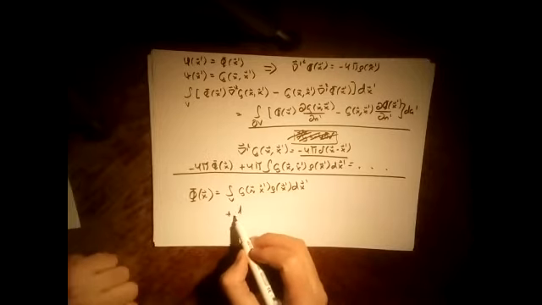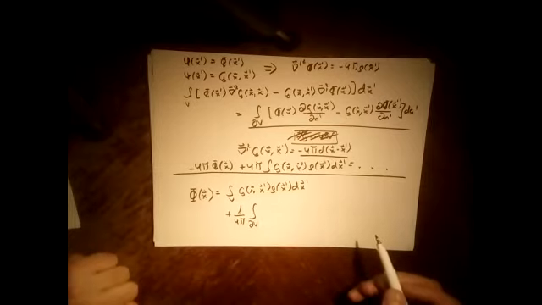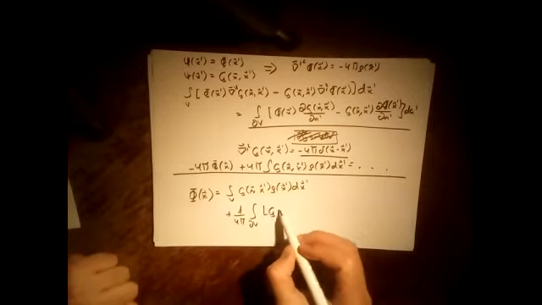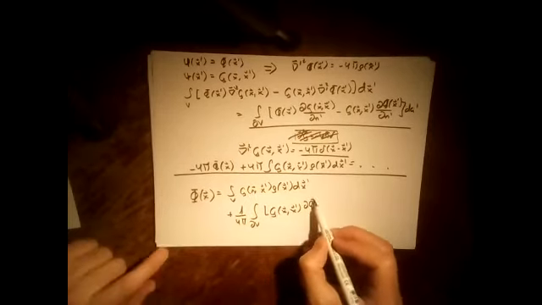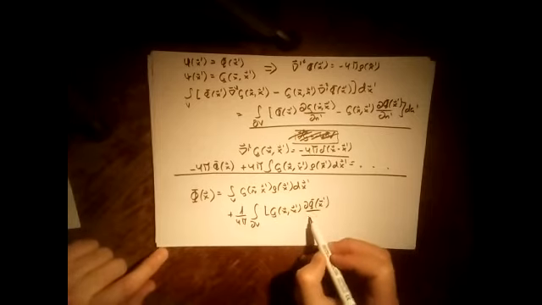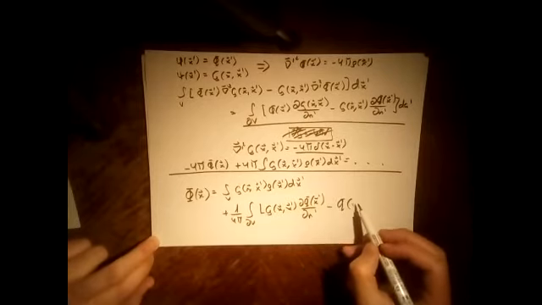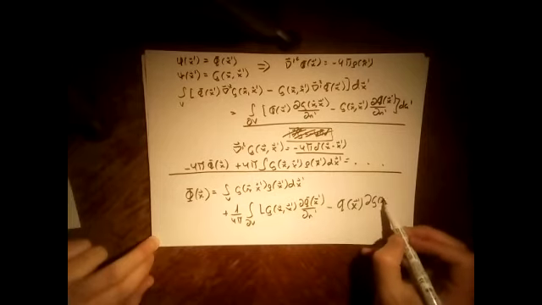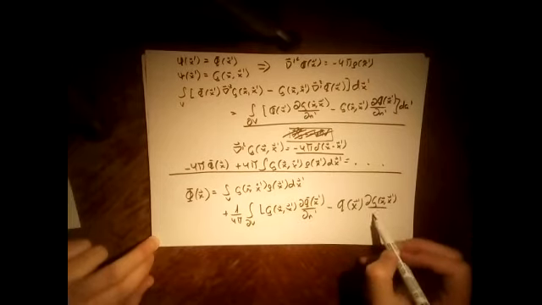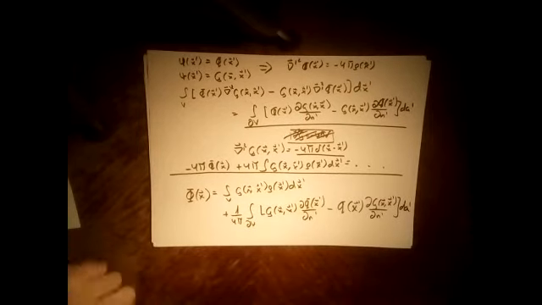plus 1 over 4 pi, and the boundary term, but with a negative because we negated everything: G of x, x prime, partial phi of x prime, partial n prime, minus phi of x prime, partial G of x, x prime, partial n prime, dA prime. I'm very glad that this fits the page.